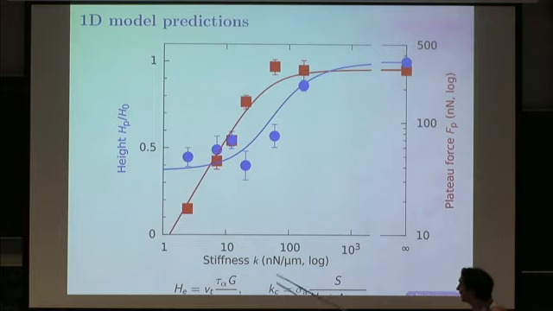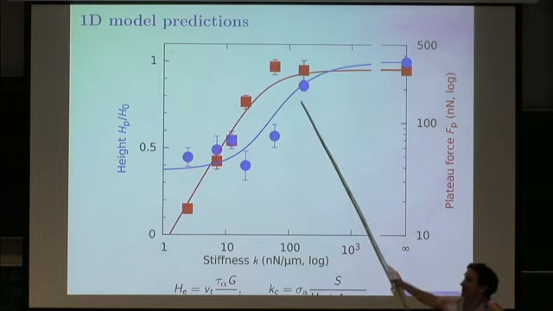Well, you have 2 parameters which are made up of the speed of polymerization, the relaxation time of the viscoelastic network, its elasticity, and here there is sigma A, the contractility of actomyosin, and you have a critical stiffness there.